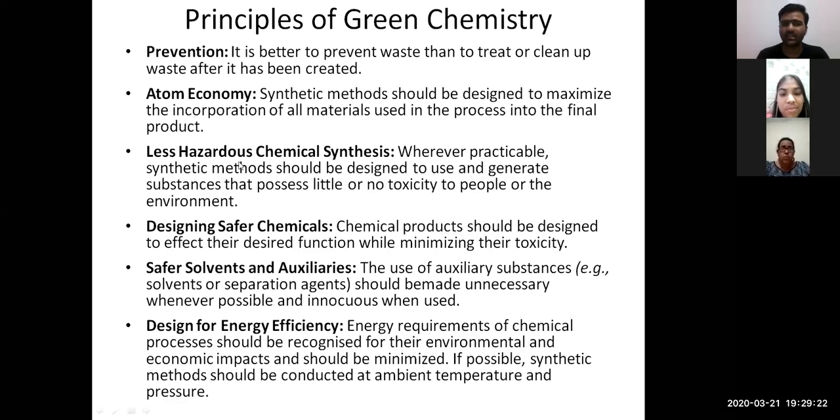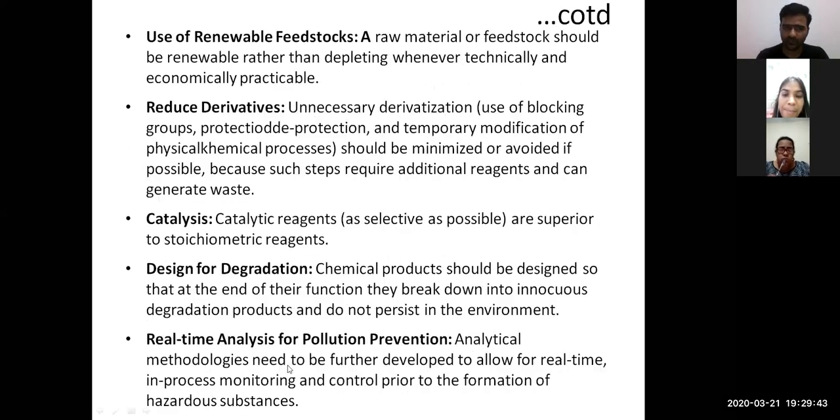Then there is a part on less hazardous chemical synthesis. Wherever possible, we should try to involve less hazardous routes, or less hazardous products should be synthesized at the end. You should be designing safer chemicals. Safer solvents and auxiliaries have to be used in any chemical process. The design has to be for energy efficiency. Use of renewable feedstock wherever possible should be practiced. There should be a reduction in derivatization.